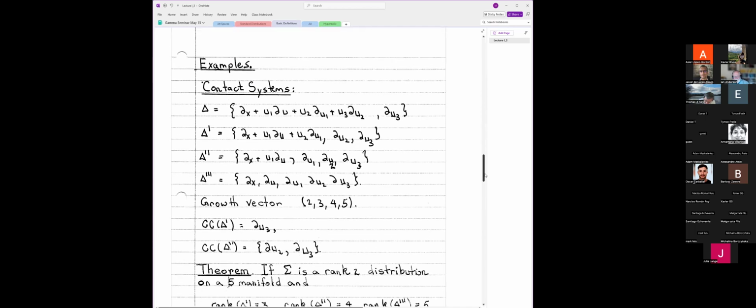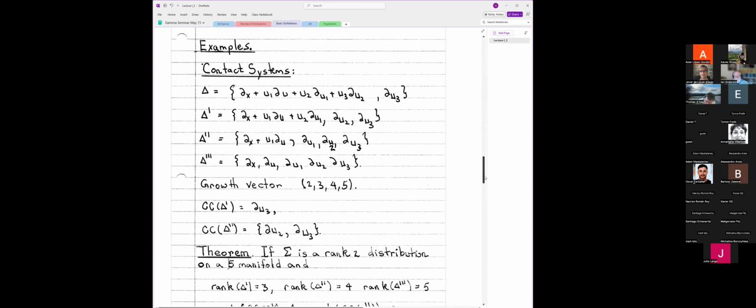Okay, so here we have our first theorem of the day. I'm going to take our standard contact system on J3(R,R). I'm going to calculate the derived flag. That's pretty easy to do. It's simply the bracket of this and this, so I'll get this system. The second derived flag is here. The third derived flag is here. So the growth vector for this distribution is 2, 3, 4, 5.